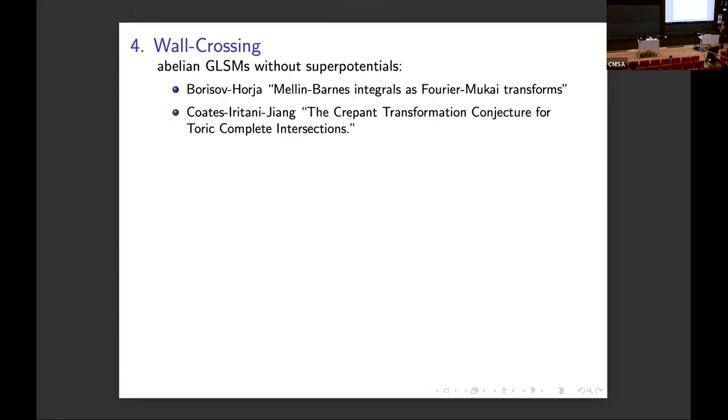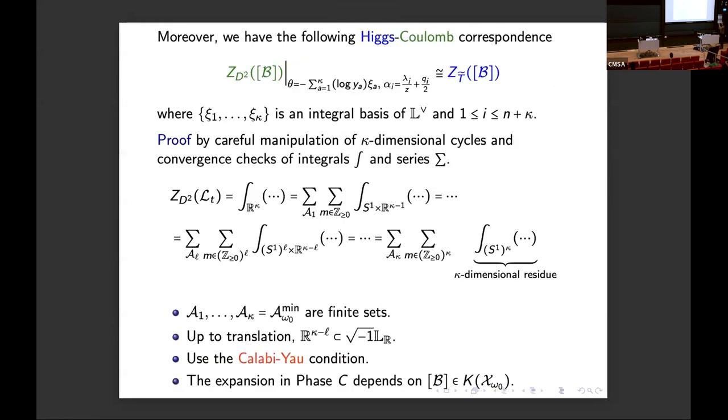So finally, wall crossing. How can we apply this to wall crossing? So recall that in the Higgs phase, these central charges are obtained by pairing with the I function. So basically, you can obtain the I function by looking at all the possible central charges. Now it remains to do the analytic continuation of the central charges, and we are going to use this Higgs-Coulomb correspondence, because this tells us the formal power series defined by the Higgs branch actually can be written as this contour integral.